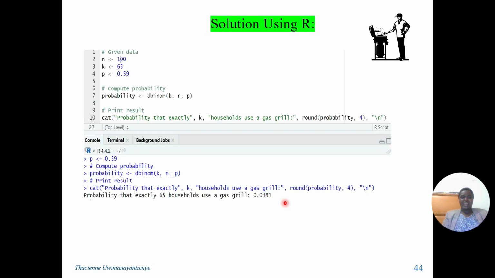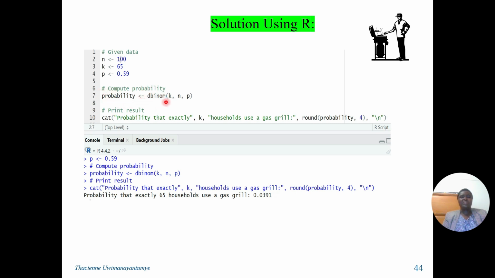When we are using R, what we need to know is N. Our N is 100, and K, or whatever X. I wrote K here, but you can use X because we are using X. So X will be 65, and P, the probability of success, is 0.59. And what you do in R, you just write dbinom.